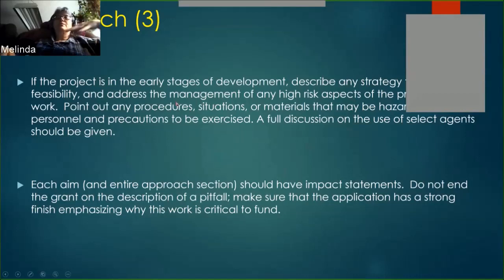Now, this again doesn't probably affect you, but procedures, situations, materials that can be hazardous to personnel, you need to again talk about that explicitly. Now, personally, this is again a grantsmanship thing. I tend to put my pitfalls at the end of each sub-aim. So if you have, let's say, a 2-aim grant with 3 sub-aims, you want to put the pitfalls and alternate approaches in each sub-aim. Don't save that to the end of the aim. A lot of people tend to do that.